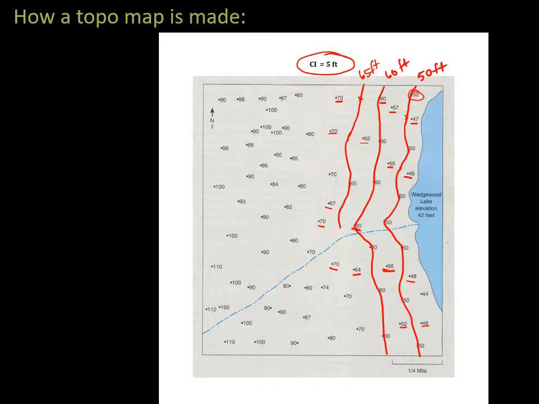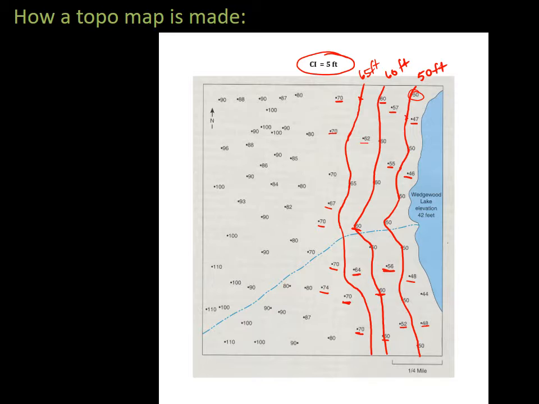There's a 70 and a 64, so the 65 line must go between those two. Here's a 74 and a 70. Well, both of those are above 65, so I can't go there, but here's a 70 and a 60, and so 65 must be in between those two. And again, here's a 70 and a 60, and so the 65 line must go between those two.